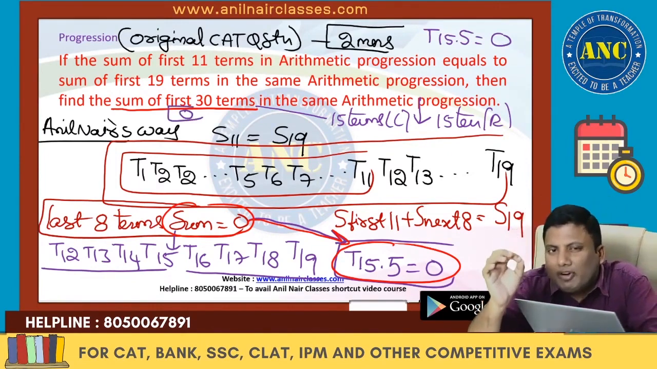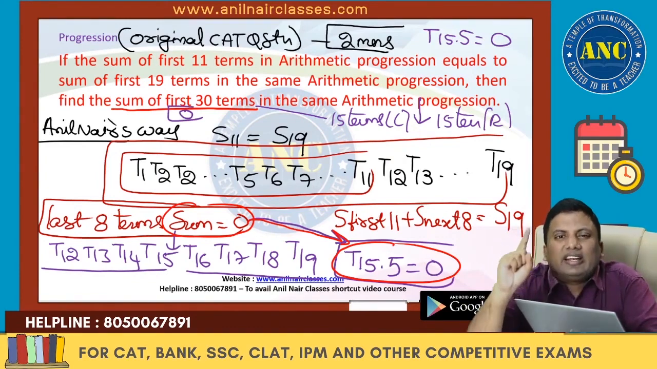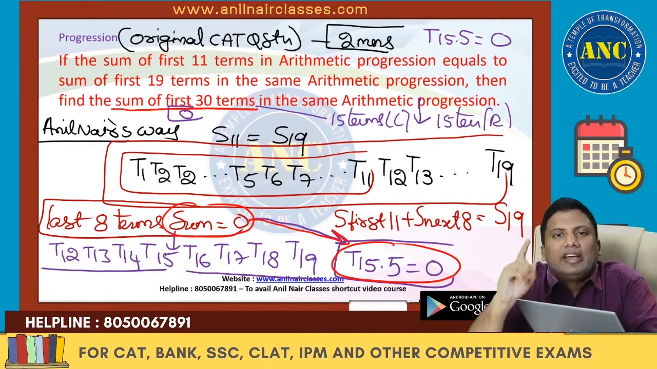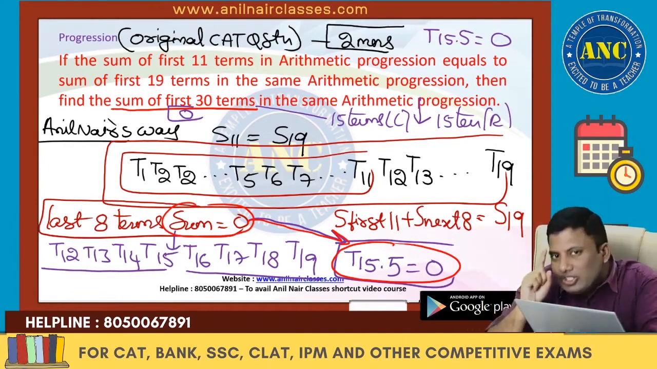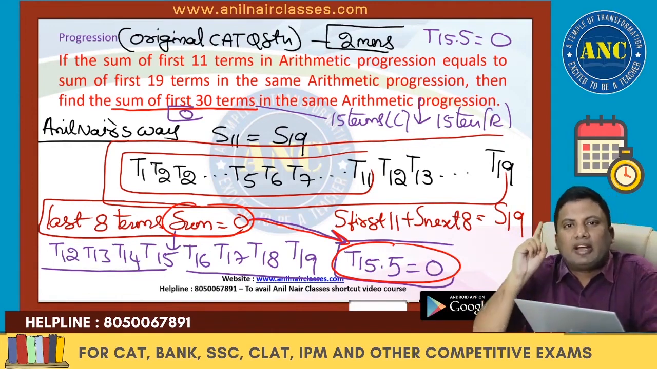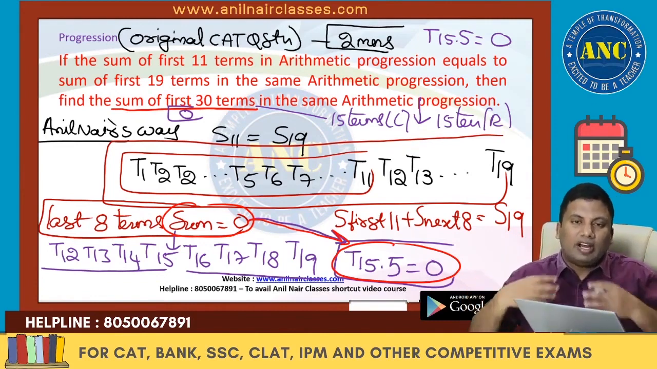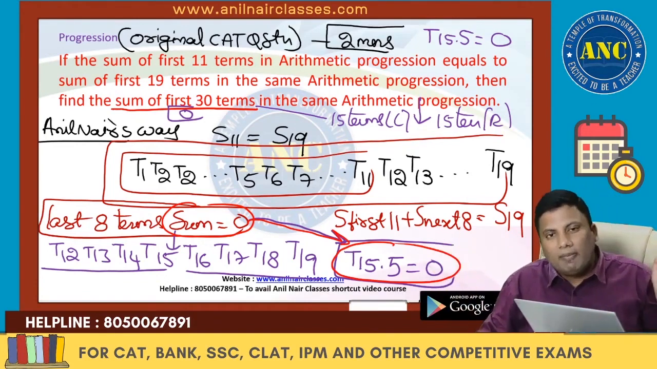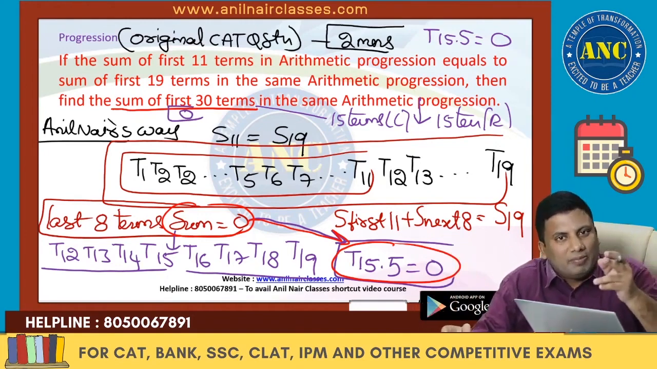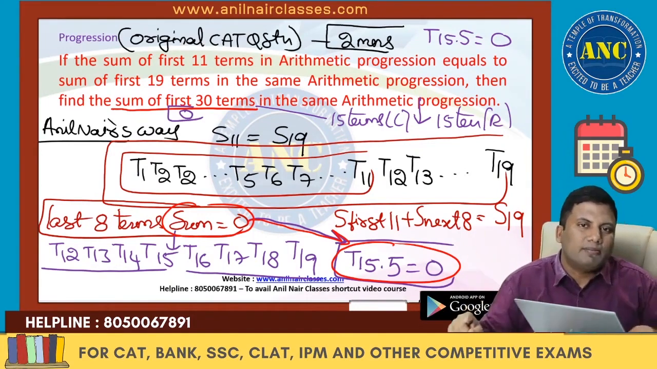Very beautiful question. What is the root cause of this problem? The last 8 terms average is nothing but the average of the given question series. Sum of first 11 terms is equivalent to sum of total 19 terms. That means the last 8 terms sum is 0.